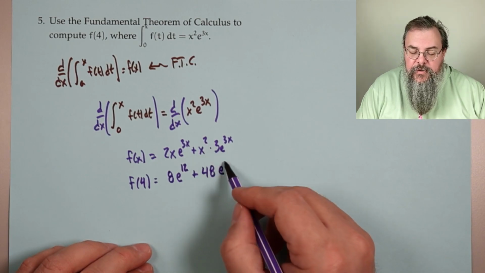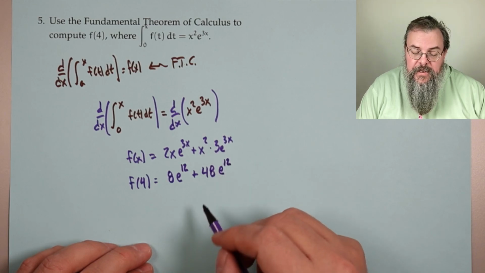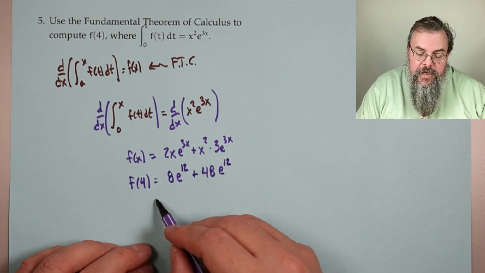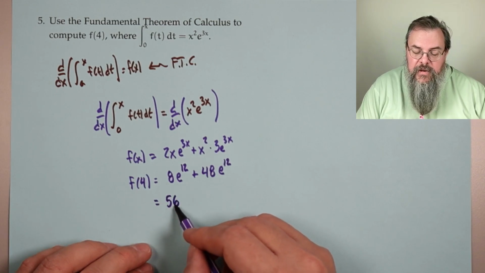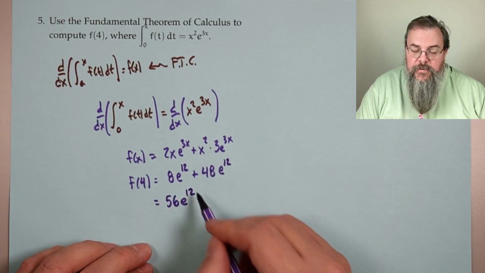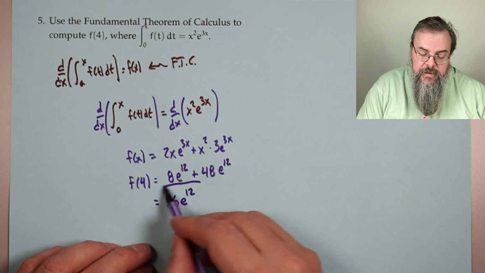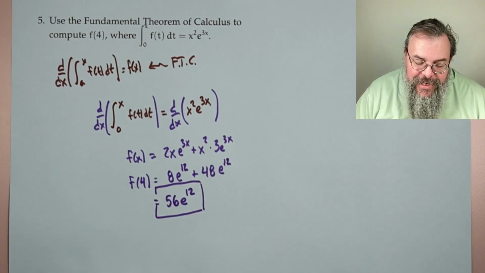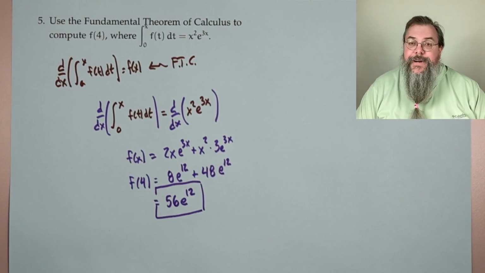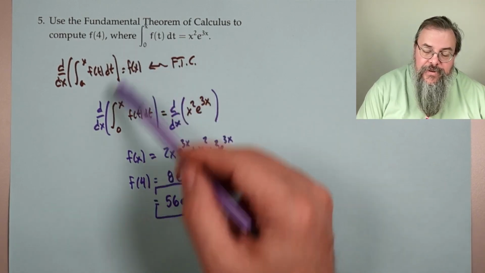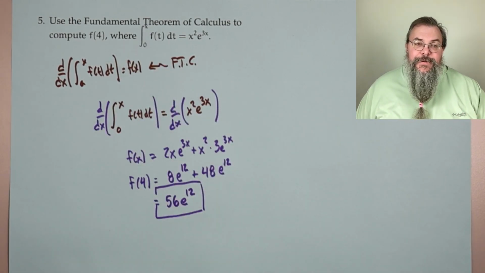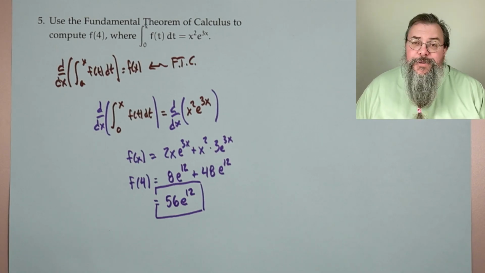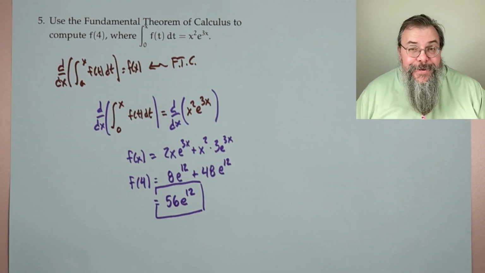e to the 3 times 4, 12. Well now, 8 plus 48 makes 56, e to the 12th. And we're done. That's it. That's all we need, right? Because we just said find f of 4, and we found it using the fundamental theorem. So, woohoo! Nice! We should have more problems like this, right? We can always hope.